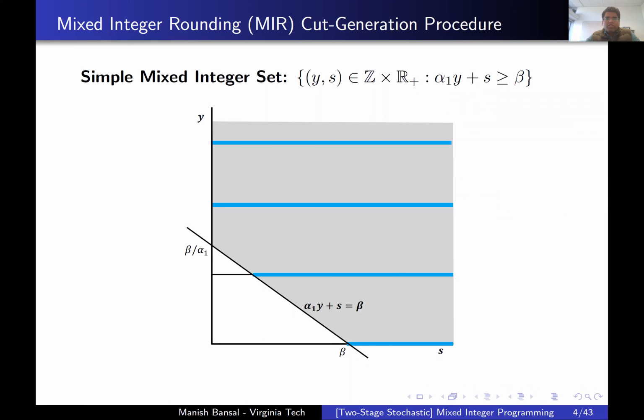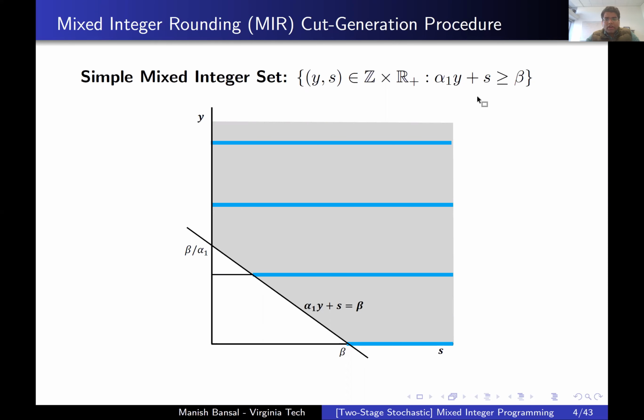Okay, so mixed integer programming is one such fundamental procedure which is used to generate cutting planes for single constraint relaxation. And it utilizes this simple mixed integer set which has one unrestricted integer variable y and a non-negative continuous variable s, and with only one constraint, alpha y plus s greater than or equal to beta. That's why you can see this is a simple set, because you have only one constraint.